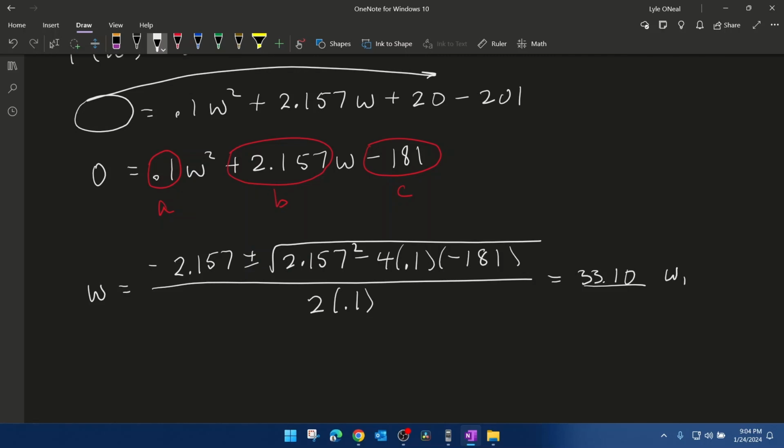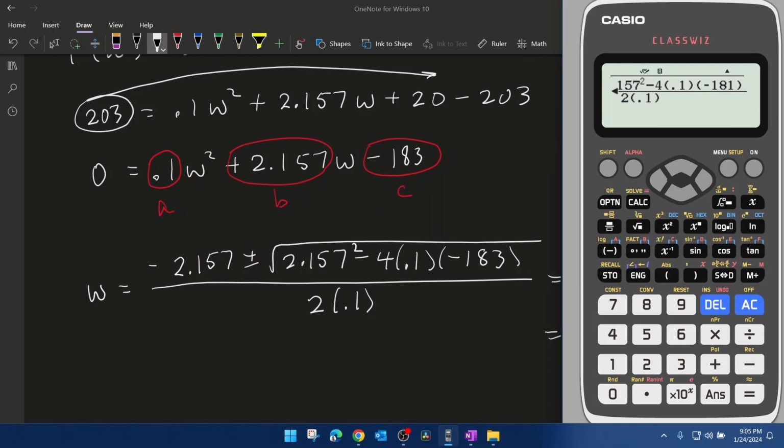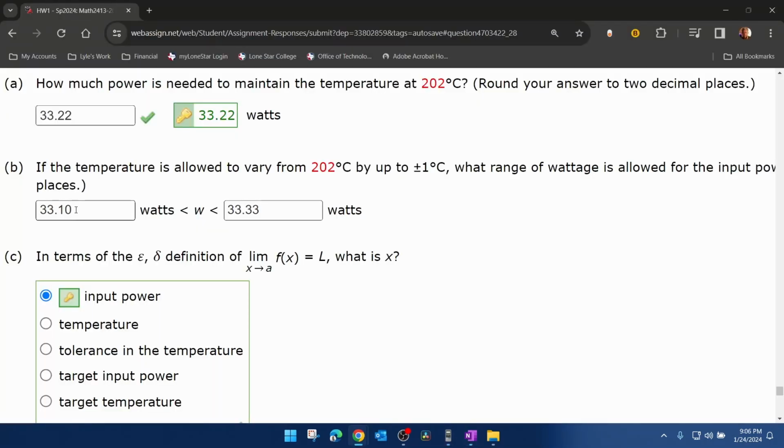And then we're going to change from 201 to 203. That would be plus 1 degree Celsius. Making that 20 minus 203 is going to change this to 183. And then editing this to negative 183. And editing the input on my calculator to negative 183, we get 33.33. And when we input our answers for part B, we need to make sure that we put the smaller wattage first, because it says W must be greater than this power, but less than this power.